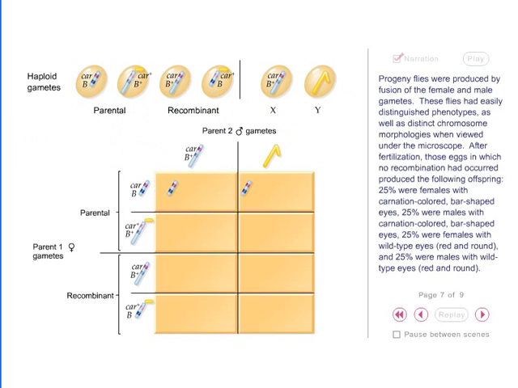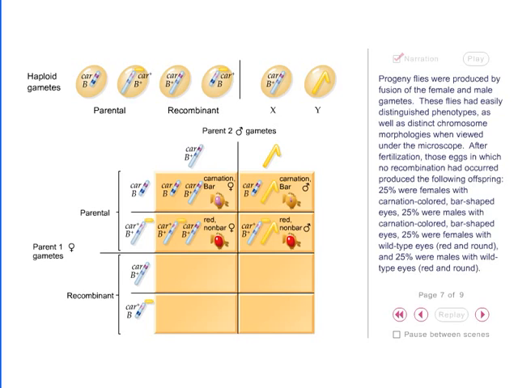After fertilization, those eggs in which no recombination had occurred produced the following offspring. 25% were females with carnation-colored bar-shaped eyes, 25% were males with carnation-colored bar-shaped eyes, 25% were females with wild-type eyes, red and round, and 25% were males with wild-type eyes, red and round.